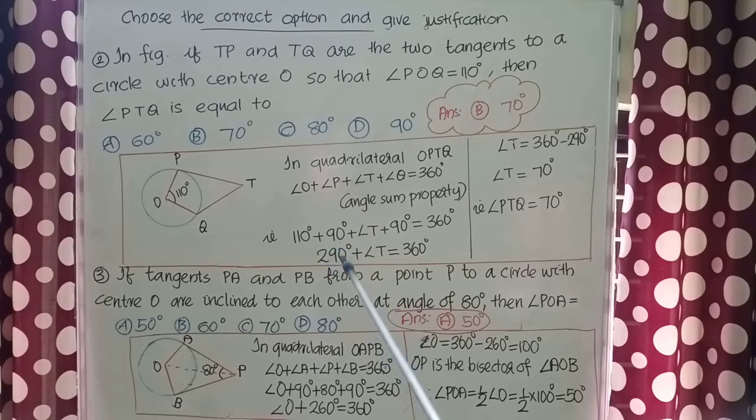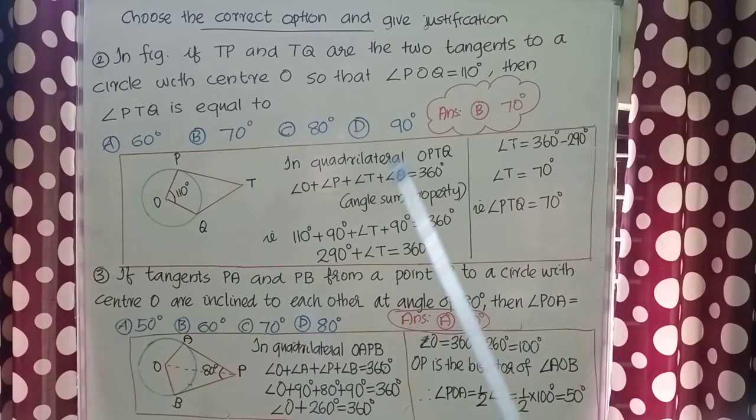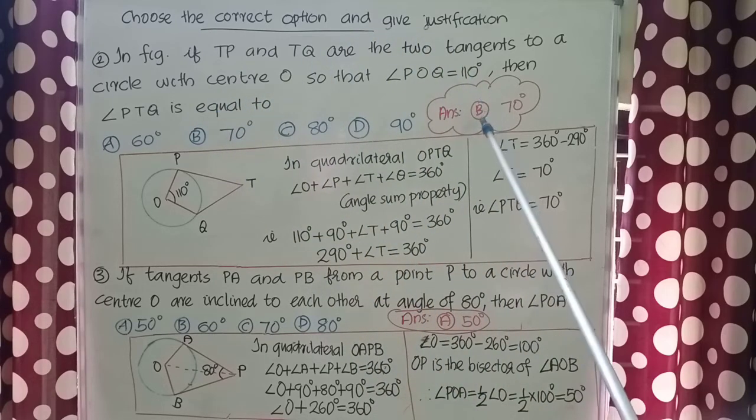That is 290 degree plus angle T equal to 360 degree. Angle T equal to 360 degree minus 290 degree. That is angle T equal to 70 degree. Angle T means angle PTQ. Therefore, angle PTQ equal to 70 degree. So, here the correct option is option B, 70 degree.